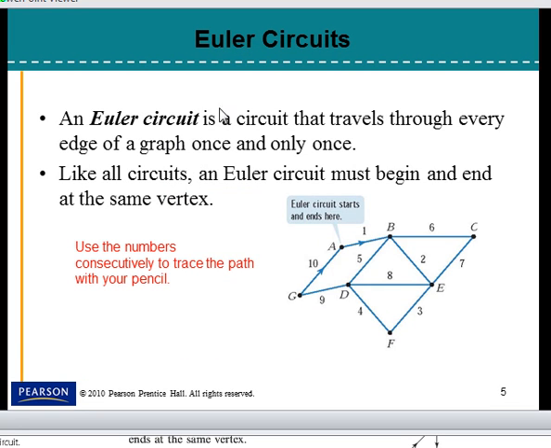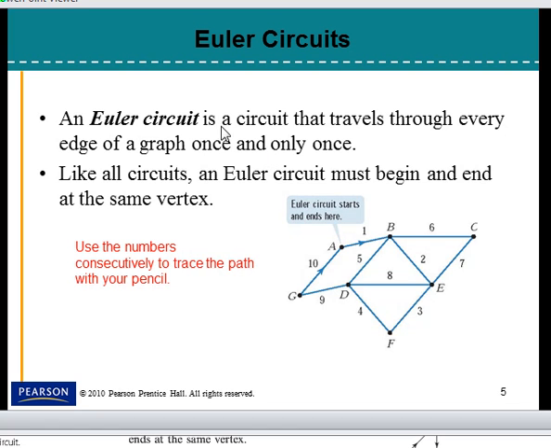Now, next, we want to talk about an Euler circuit. Now, the Euler circuit is very similar to the Euler path. The only difference is that when you have the Euler circuit, you have to end up where you started. That's the only difference. You have to go through each edge once, and you have to end up where you started.